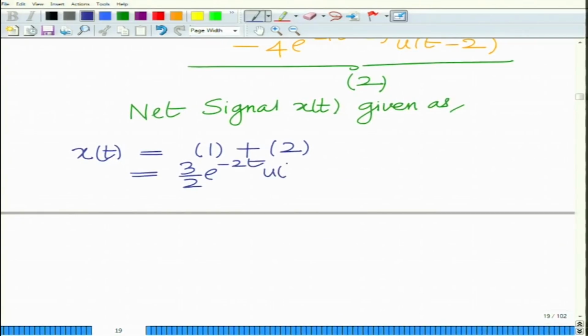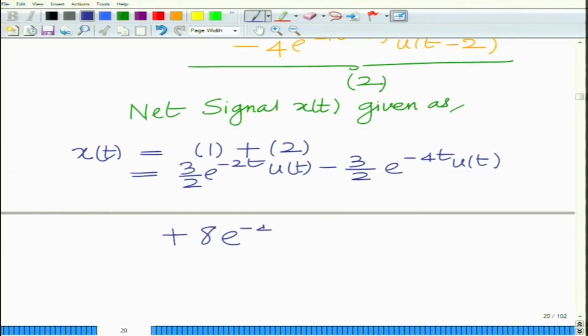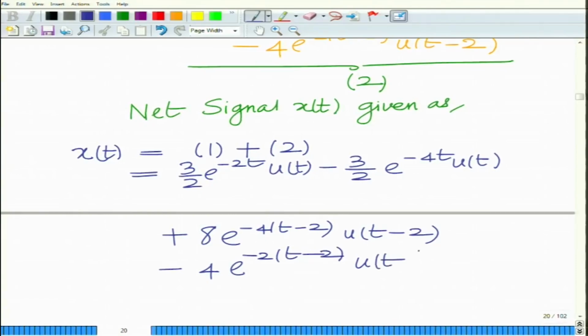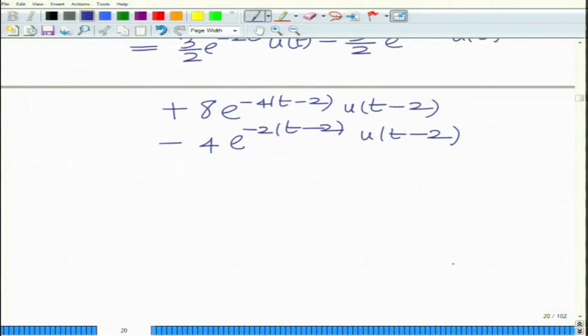So, x(t) is 3 over 2 e raised to minus 2t u(t) minus 3 over 2 e raised to minus 4t u(t) plus 8 e raised to minus 4(t minus 2) u(t minus 2) minus 4 e raised to minus 2(t minus 2) u(t minus 2), and this is your final solution.